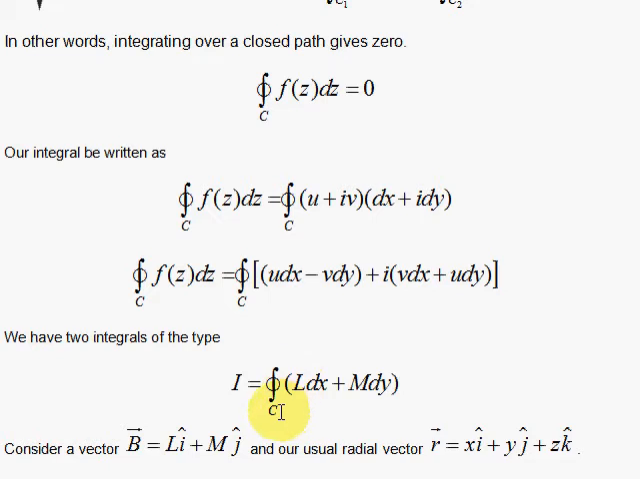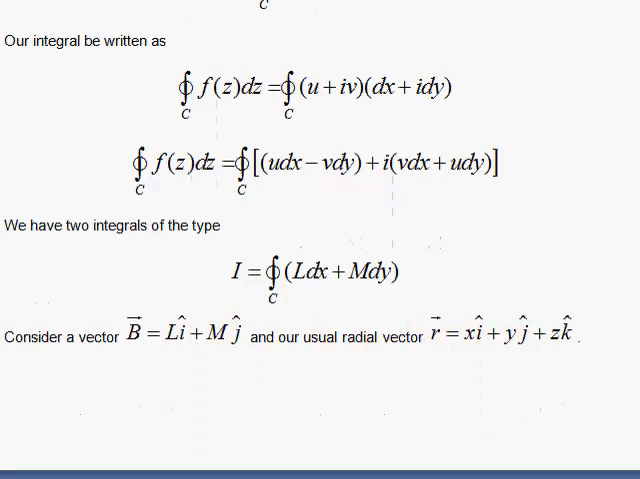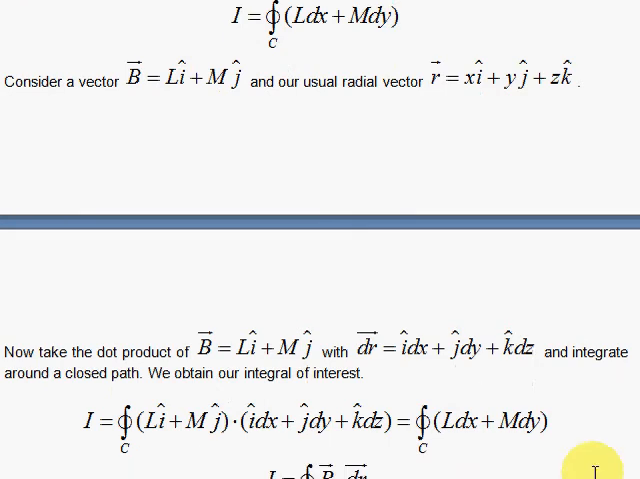Here's a neat little way of seeing it. Let a vector B be equal to L i hat plus M j hat. And our r vector is our usual radial vector, x i hat plus y j hat plus z k hat. And if you take the dot product of these two, i dot i is 1, and, well, first you want to make this a dr, so we'll do that first. But you can see how it's going to work. L will have the dx with it, M will have the dy. So let's do the differential first, and then take the dot product.